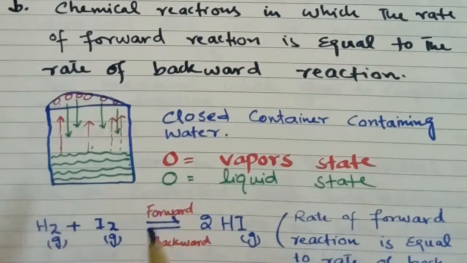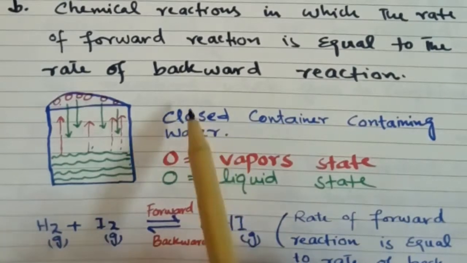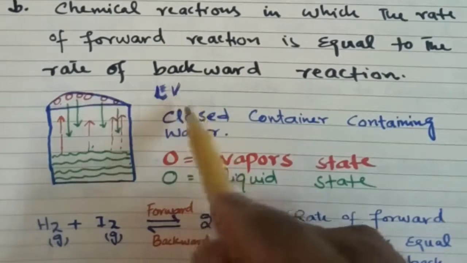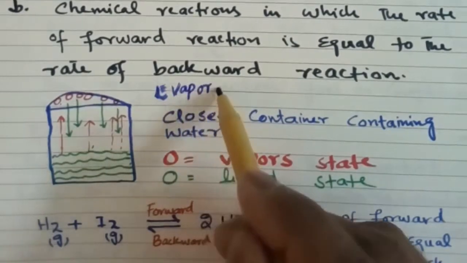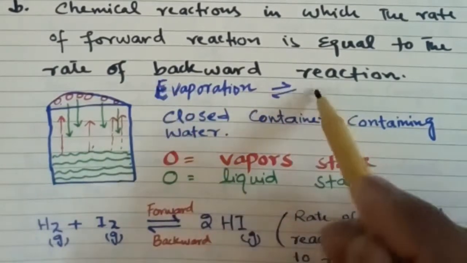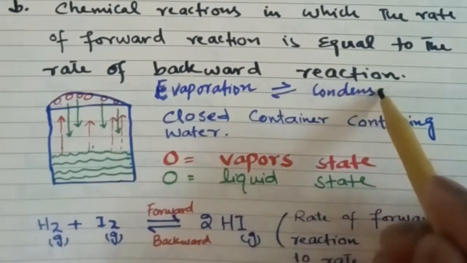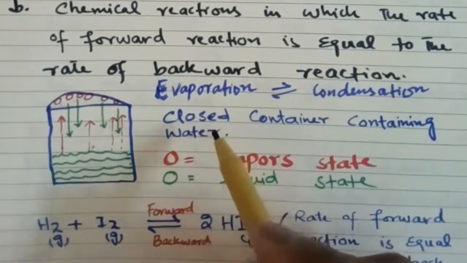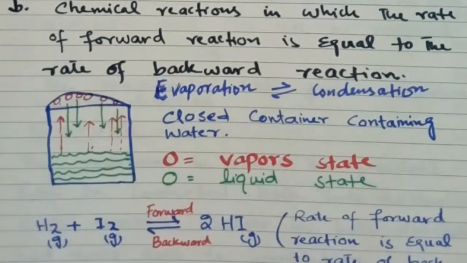So evaporation and condensation both occur at the same rate, so that's why this physical phenomenon is called dynamic equilibrium. If I write down here, there is evaporation and condensation, and they are both occurring at the same rate. One is a forward process, another is a backward process, but both are occurring at the same rate, so this type of equilibrium is called dynamic equilibrium.